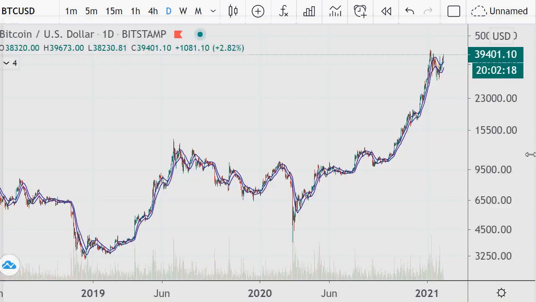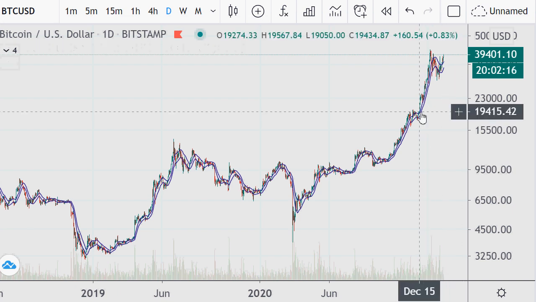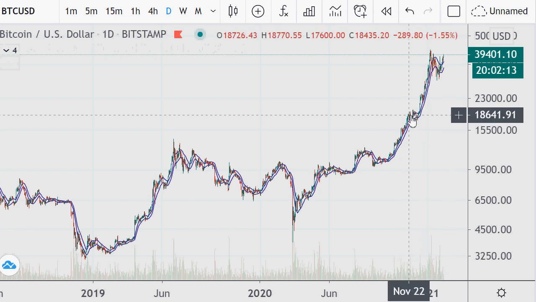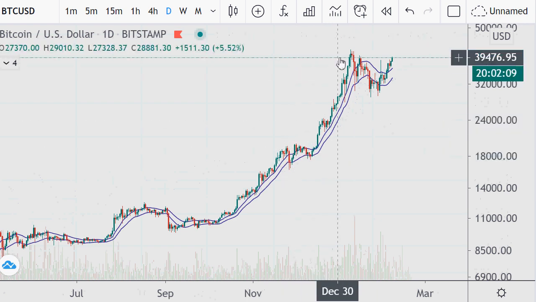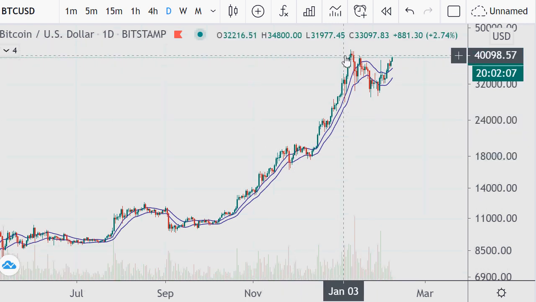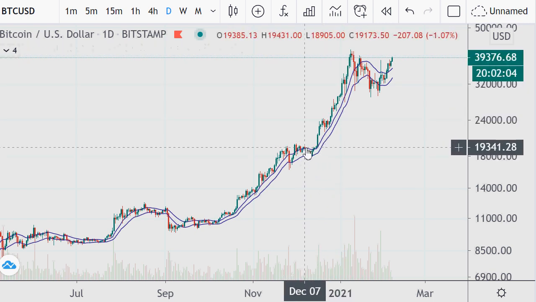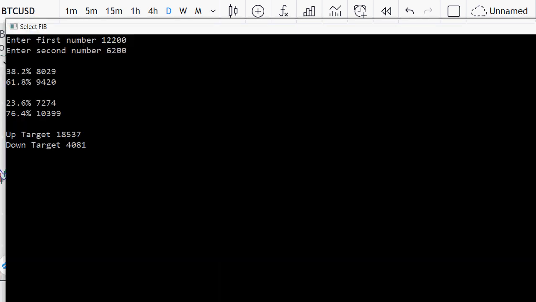And the upside target comes in at 18,537. So looking at the chart, 18,000 was up in here. We can see that it was congested there for a while, but it actually went up to like 40. So when we do that calculation, this is high divided by low, which is pretty much 2, to the exponent of 1.618, multiplied by the low, and that gives us 18,537.